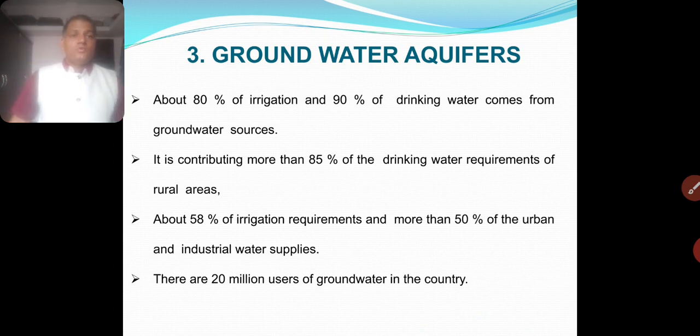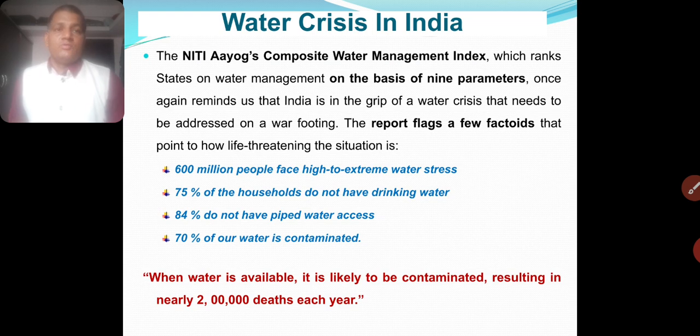And third is groundwater, on which most of agriculture and industries depend. About 80% of irrigation and 90% of drinking water comes from groundwater, and it contributes more than 85% of the drinking water requirements, about 58% of irrigation requirements, and more than 50% of urban and industrial water supplies. There are about 20 million users of groundwater in the country. So this is about groundwater aquifers.